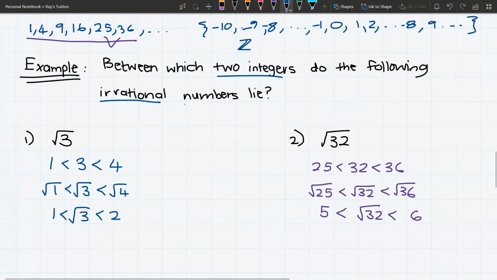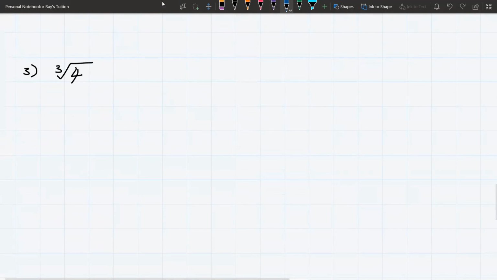Let's have a look at one very last example. This one's different. We're looking for the two integers that the cube root of 4 lies between. Instead of writing out our perfect squares, we're going to write out our perfect cubes. 1 cubed is 1, 2 cubed is 8, 3 cubed is 27. You could go on, but we're only looking for 4, so 4 lies somewhere between 1 and 8. We can write that 4 is greater than 1 and less than 8.